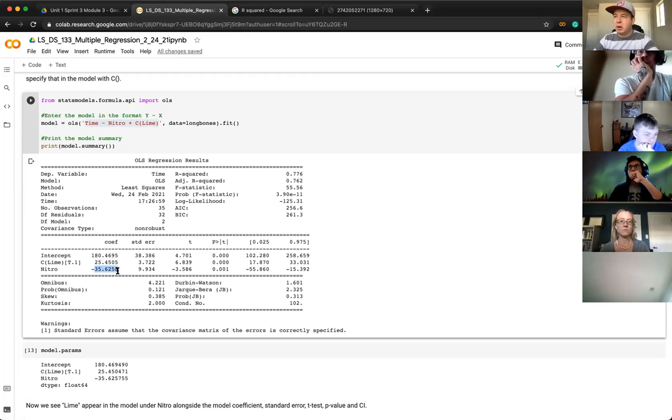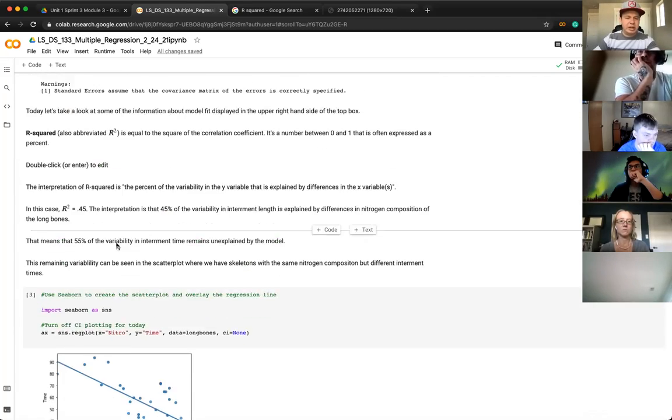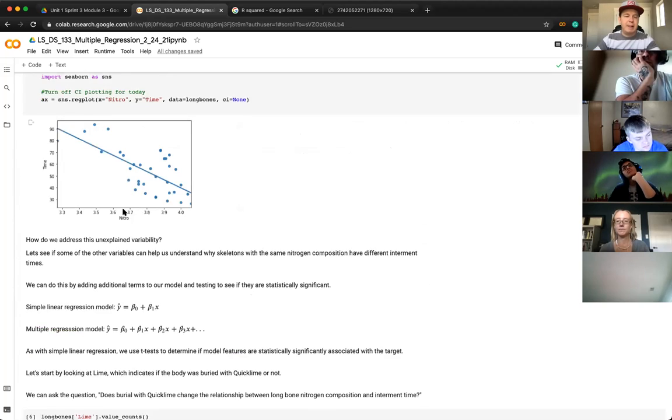So here's the big question: does that mean our interpretation when we only included nitro is wrong? Well, no model is perfect. We're not trying to make a perfect model. We're trying to make a useful model, okay?